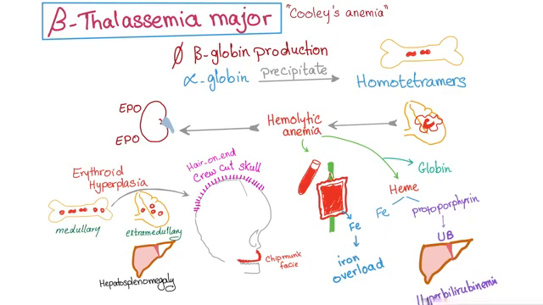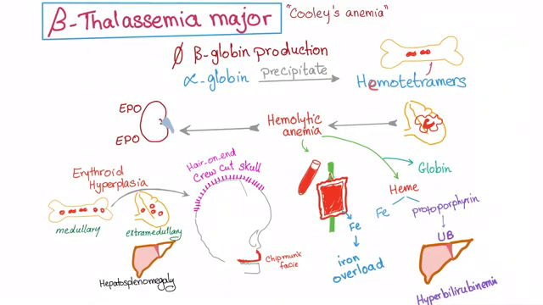Alrighty, now the big one, beta thalassemia major, also known as Cooley's anemia. So, we start here by a problem in the beta globin production. 0. There is none whatsoever. No beta globin production. So what else do we have than the beta? Alpha. Alpha globin will form and precipitate, forming hemotetramers, and these hemotetramers will lead to two things.